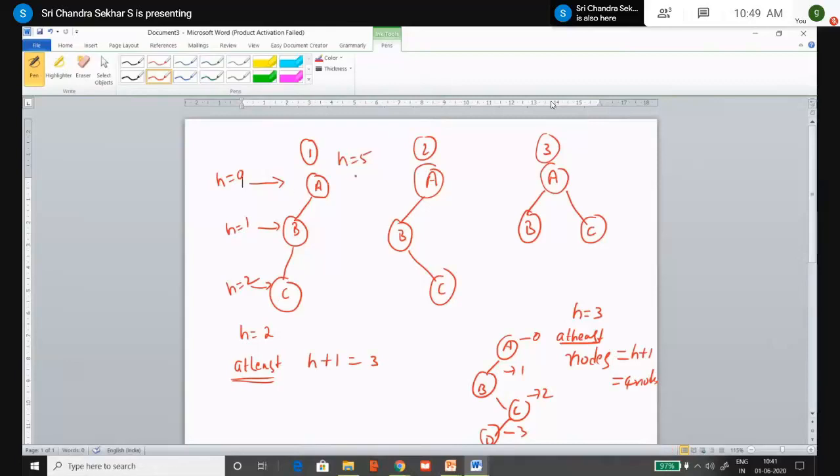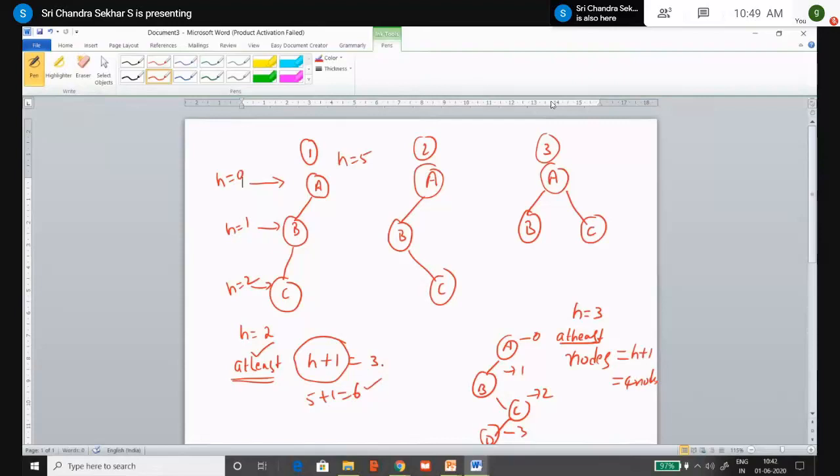So what is the minimum number of nodes you can have? You apply this formula. Minimum means nothing but at least. Therefore you apply this formula. So the minimum number of nodes it can have is h plus 1, that is 5 plus 1, which is equal to 6. So you may be given options like 6, 7, 8, 9. You have to pick the correct answer, right? So this is the relationship between the given height and the minimum number of nodes, right?